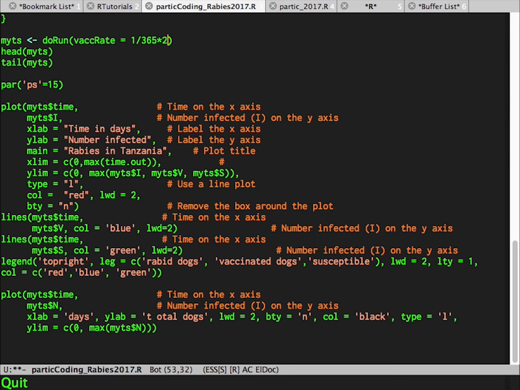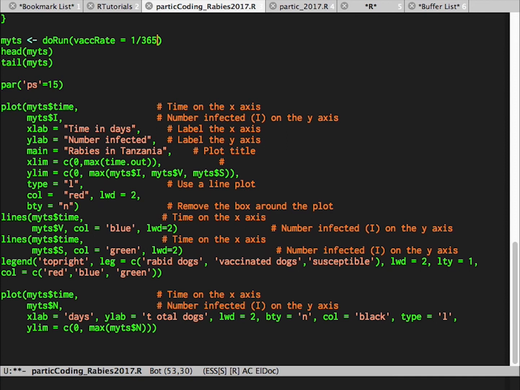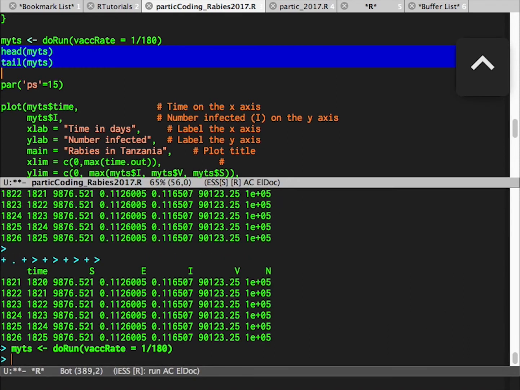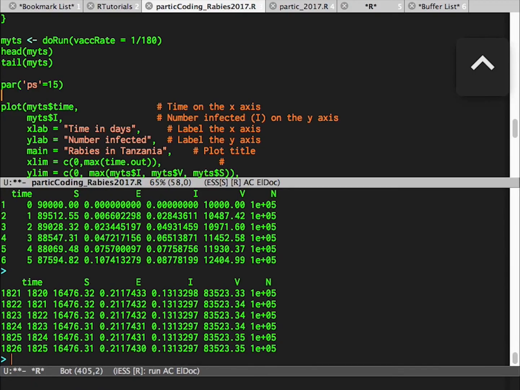Well, 1 over 365 would be every year. Yeah, 1 over 365. That would be a dog on average being there for a year before being vaccinated. Right. And so we're talking about every 180 days. Yeah. Let's do that. Okay. All right.